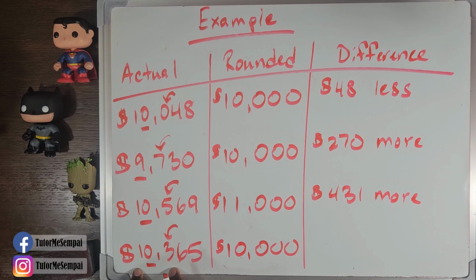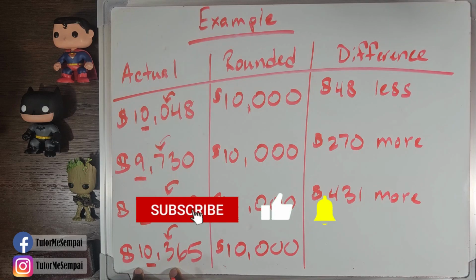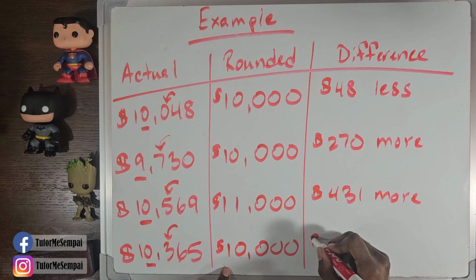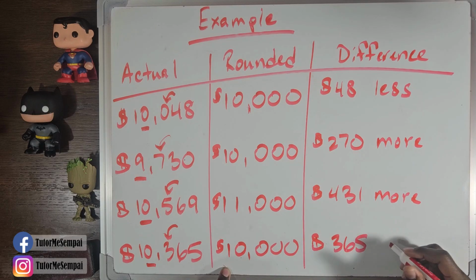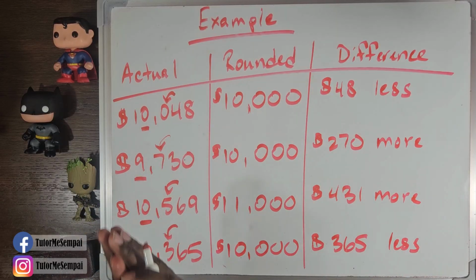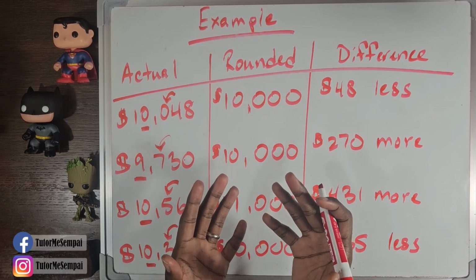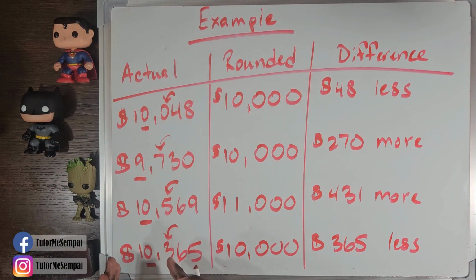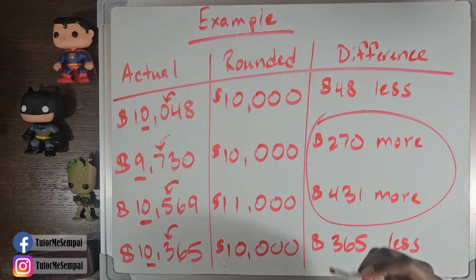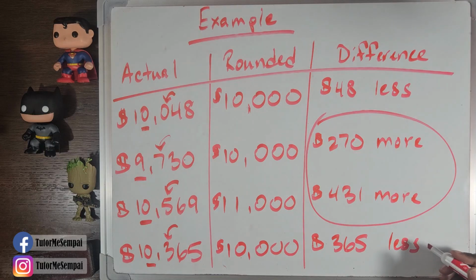Let's check this last one. You're thinking you should have to pay $10,365, yet they only charge you $10,000. So technically, for this one, you pay $365 less. And this is the problem that you can kind of run into with rounding. You're not going to get exact numbers. So if you need to pay exact numbers and they're charging you rounding, sometimes you're going to be paying much more, while other times you're going to be paying a little bit less.